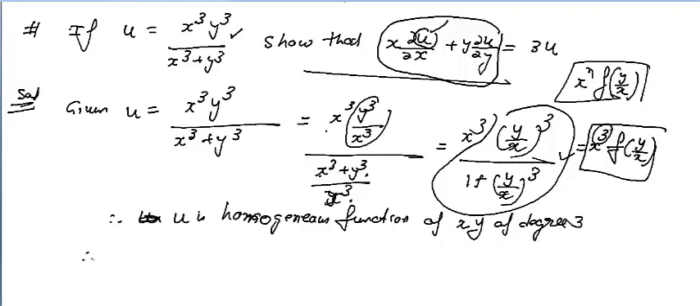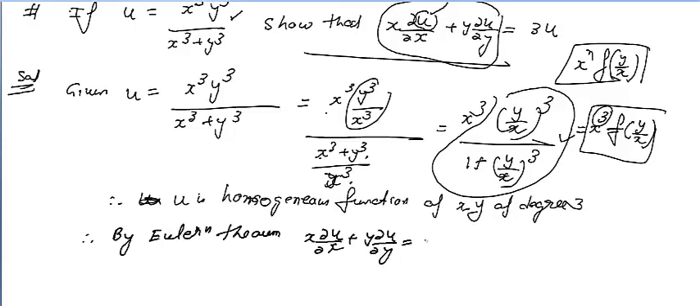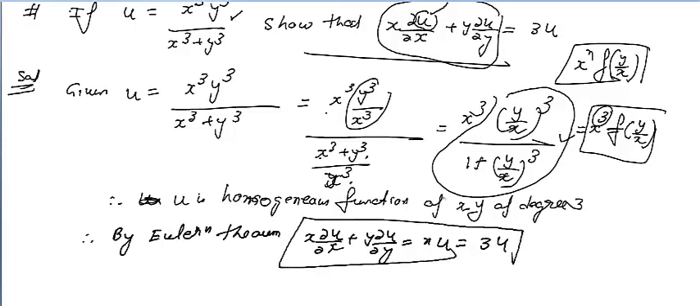Okay, so therefore by Euler's theorem, x ∂u/∂x plus y ∂u/∂y is equal to nu. Here n is 3, so it is 3u. So that is what we had to prove.